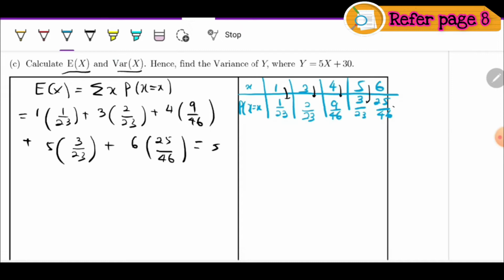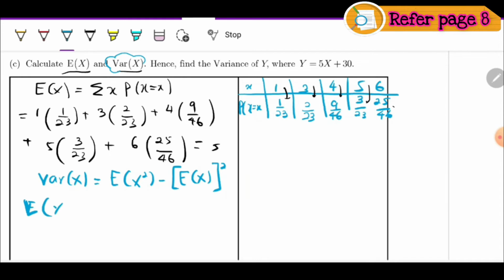Okay. The next question is find the variance of x. What is the formula for variance? So the formula for variance is E(X squared) minus mean squared. Firstly, you must find the expectation of x squared first. So expectation of x means x times the probability. Expectation of x squared means x squared times the probability.